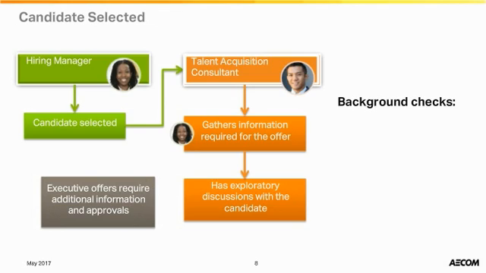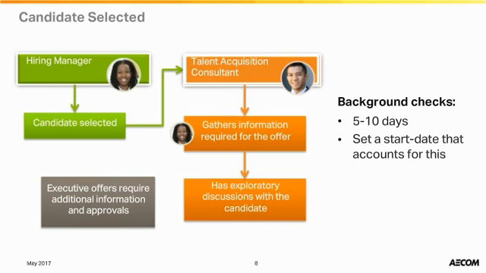Background checks can take 5 to 10 days to be returned. Be sure to set a start date that accounts for this activity. Candidates are requested to complete drug screens in 3 days if possible, or sooner. The sooner it's done, the better.